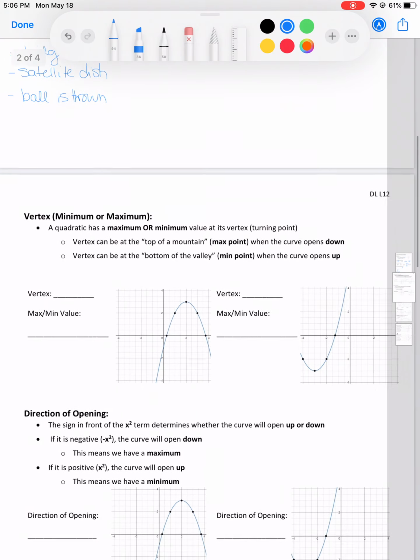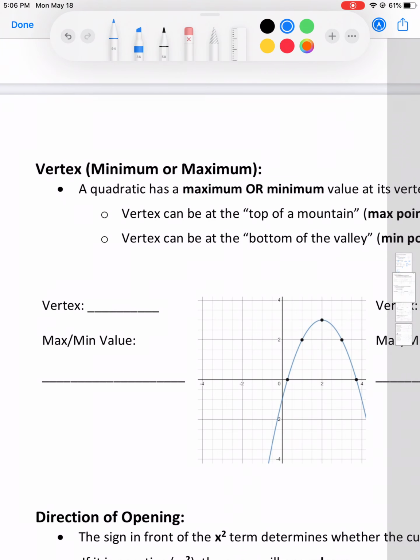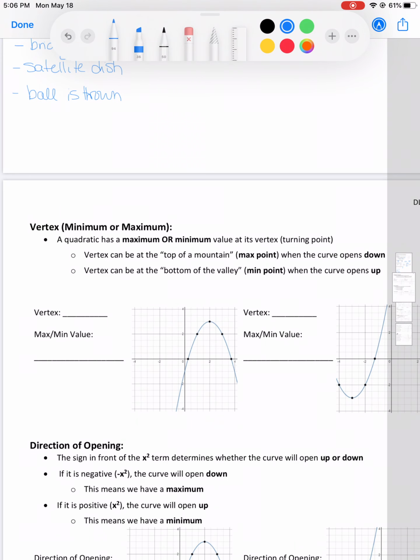So, the vertex, we did talk about it last time. There's a couple of different ways of looking at it. It's the maximum or minimum, depending on the direction of our parabola. So a quadratic has a maximum or minimum value at the vertex. The vertex is called the turning point.